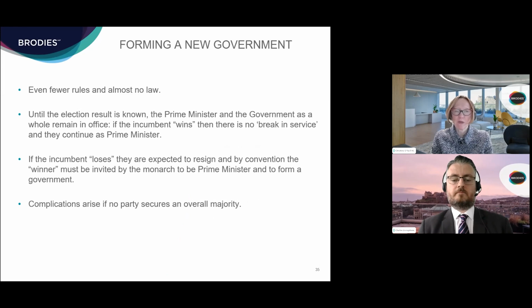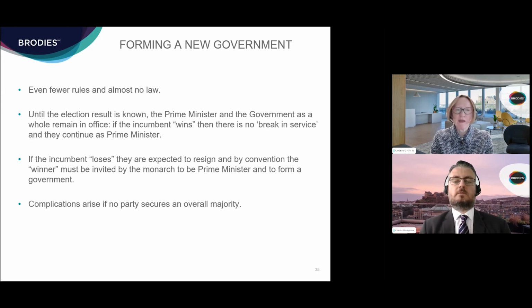And if the incumbent was to win, there would be no break in service and they would continue as Prime Minister, subject always, of course, to their party agreeing that that should be so. If the incumbent loses, then they are expected to resign. And by convention, the winner must be invited by the monarch to be Prime Minister and to form a government.